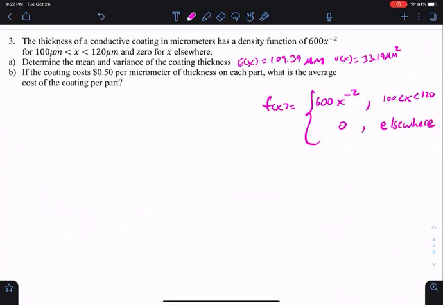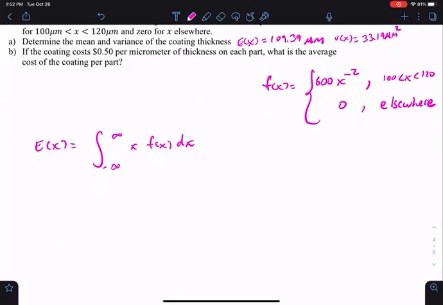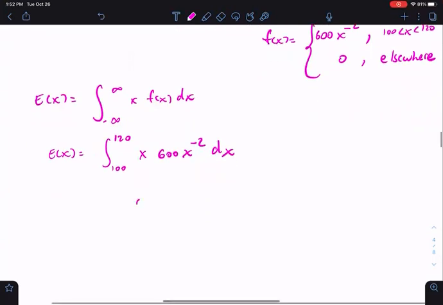Okay. So they want me to calculate the mean, the expectation. So this is by definition the integral from negative infinity to infinity of x f of x dx. Yes, that's by definition. So here the expectation equals the integral from 100 to 120 of x times 600 x to the negative 2 dx. So this is going to be 600 x to the negative 1 integral from 100 to 120 dx.